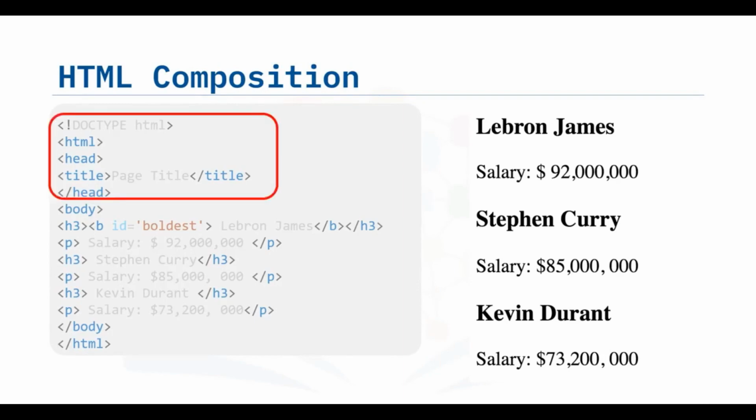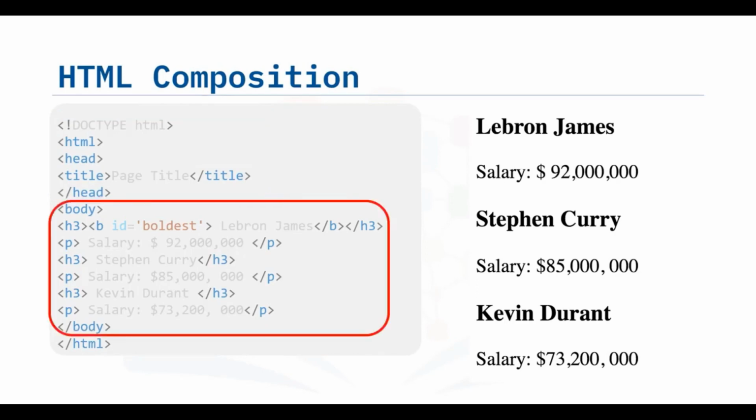The first portion contains the doctype HTML, which declares this document is an HTML document. HTML element is the root element of an HTML page, and head element contains meta information about the HTML page. Next, we have the body. This is what is displayed on the web page. This is usually the data we are interested in.